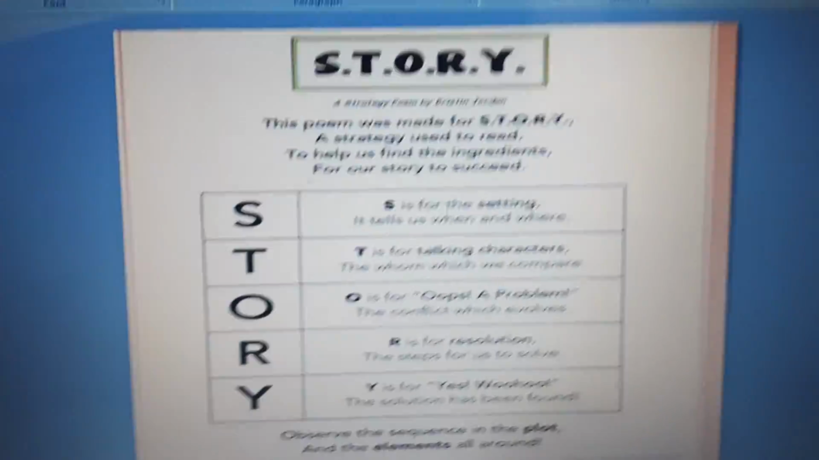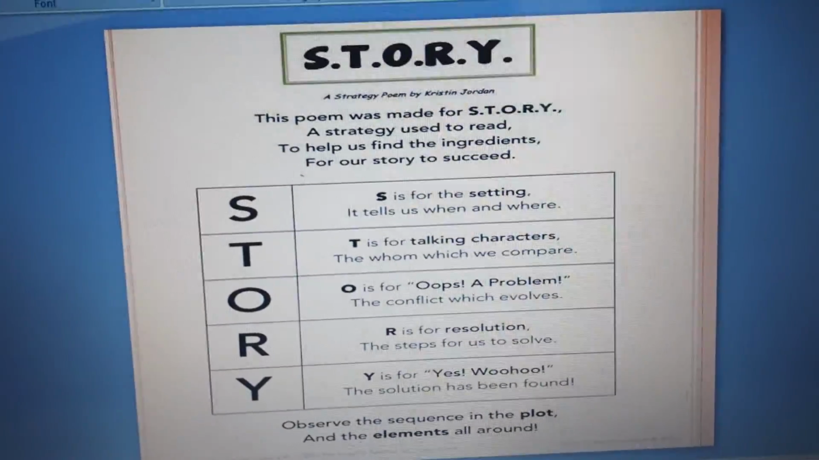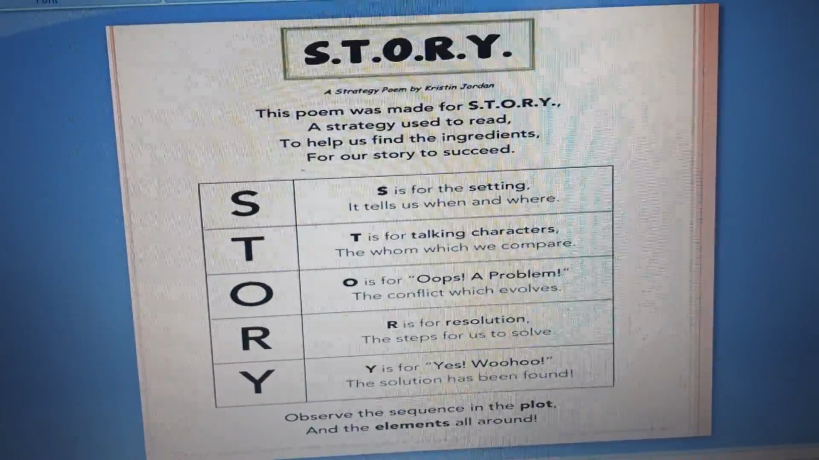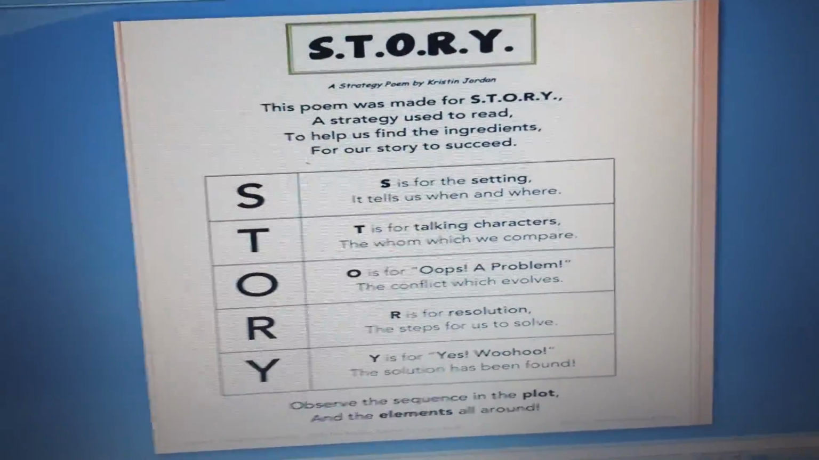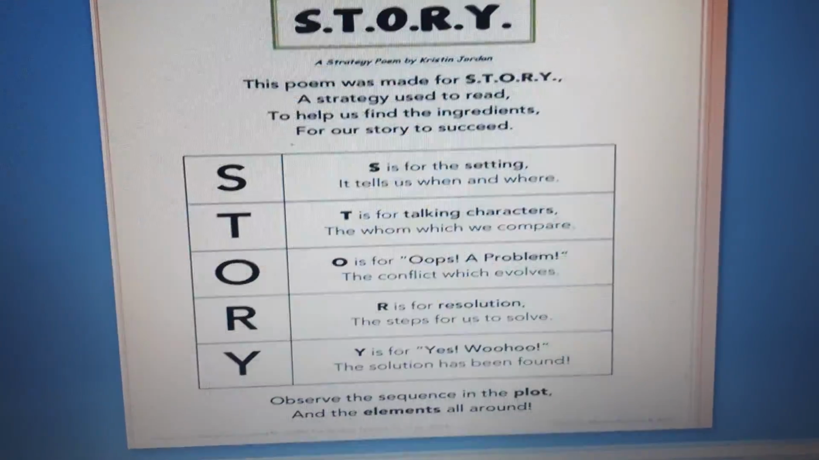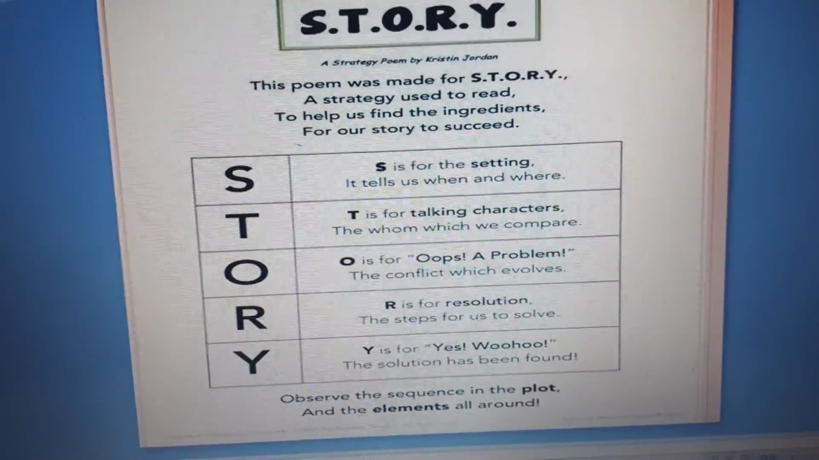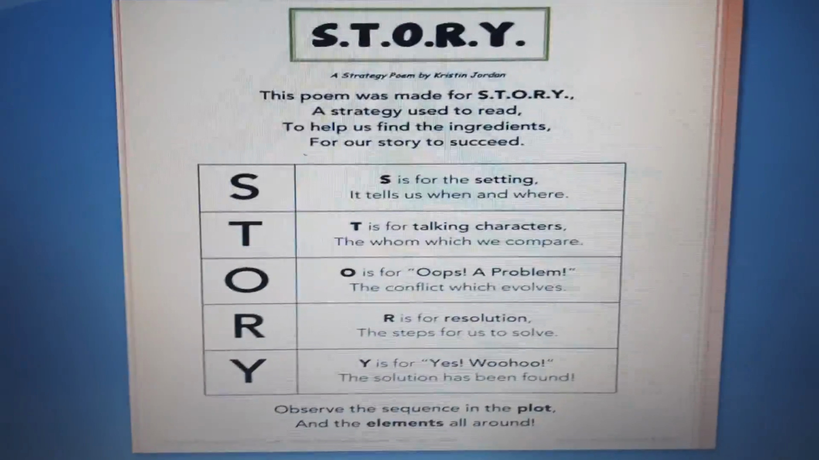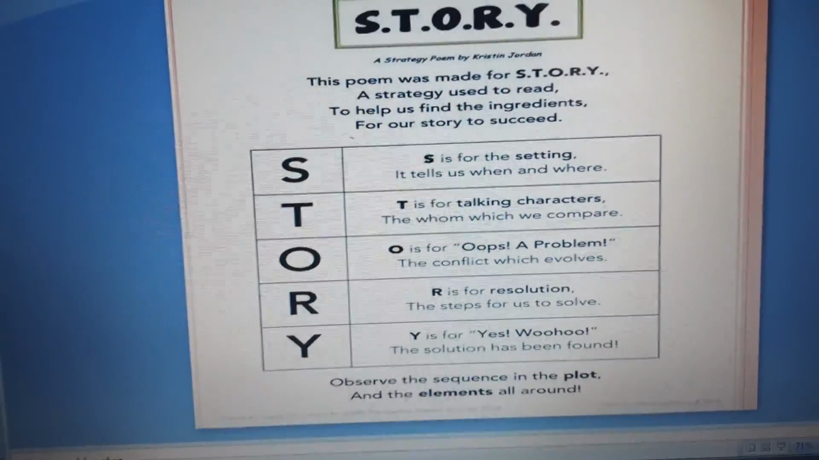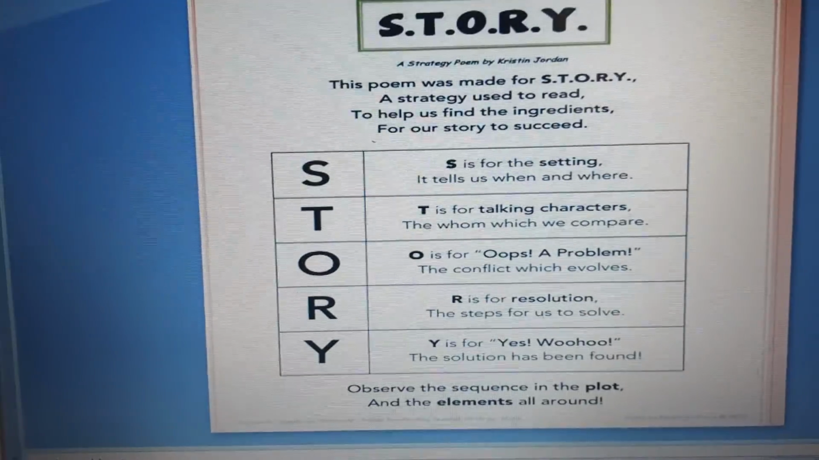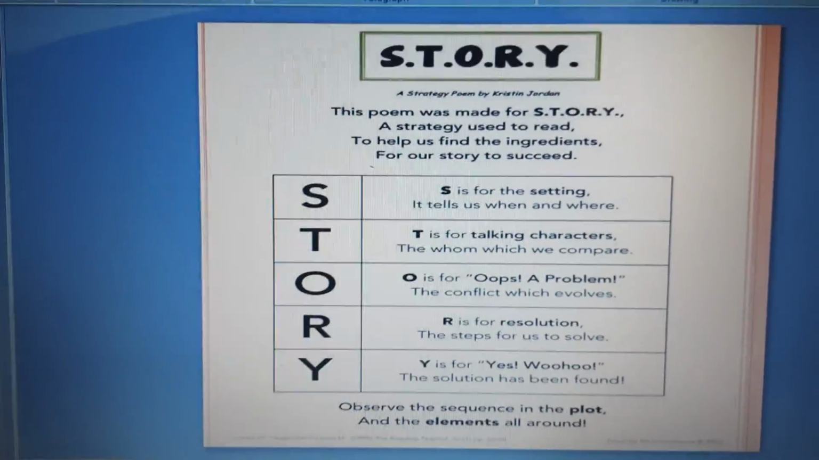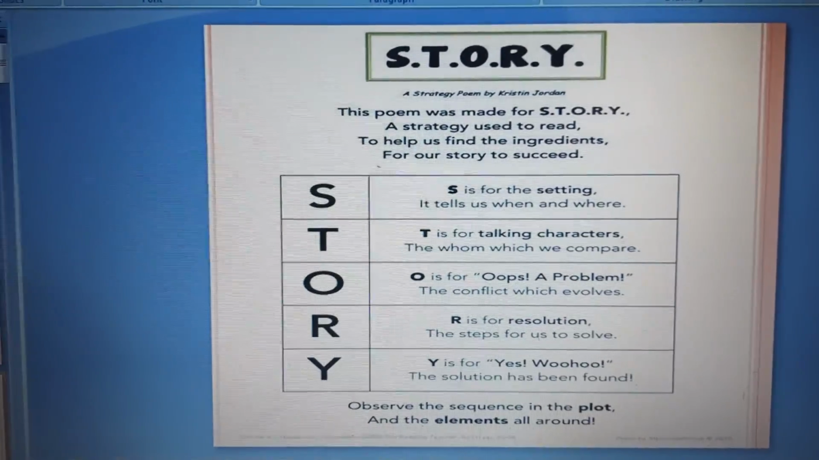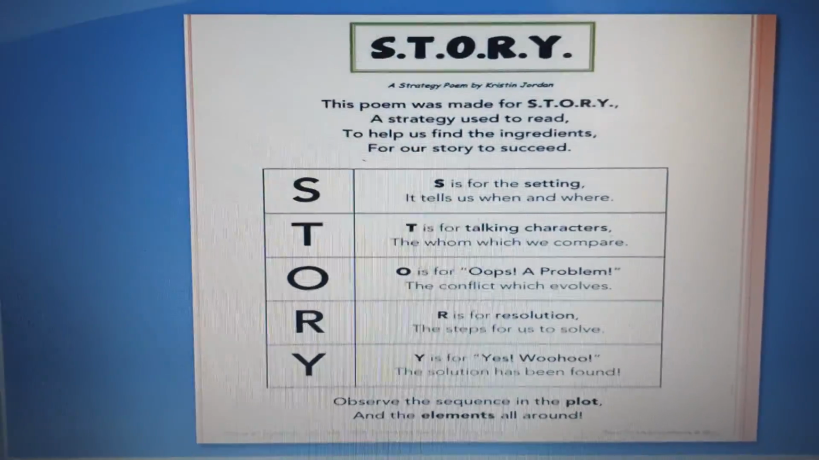Here, the poem "Story" was made for a strategy used in reading to help us find the ingredients for our story to succeed. So first, S is for the setting. It tells us when and where. Like if you want to write it here in Jordan, in America, in Canada, in Europe, in a forest, in small towns. This is where, and when: is it in the past, present, or future.